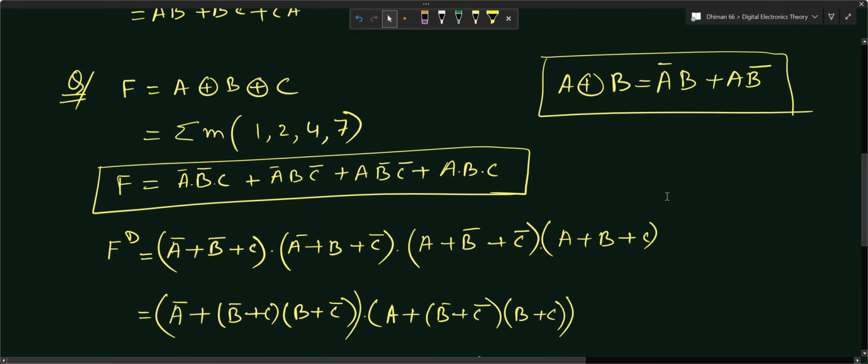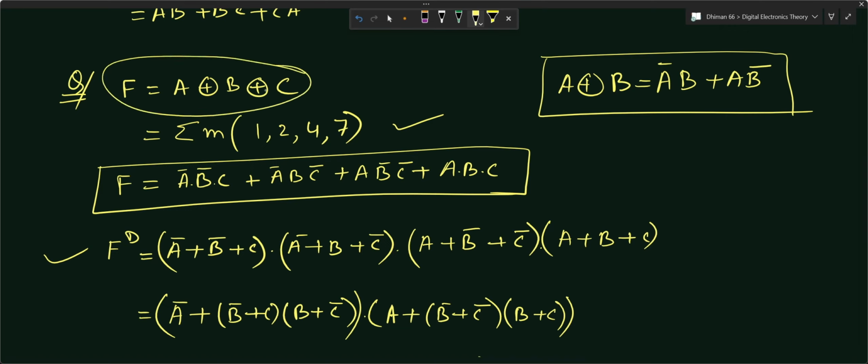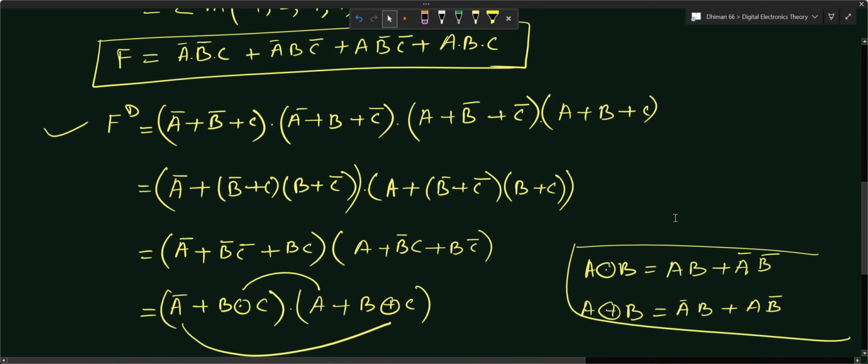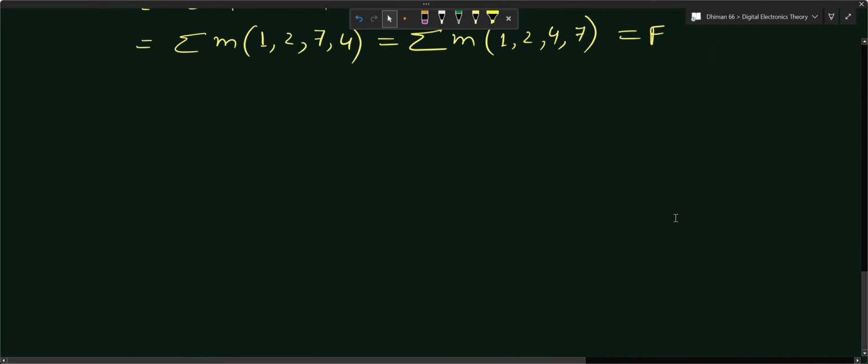So here we can see this is the given function. If we find out the dual of the given function, it is exactly the same as the given function. So we have proved that the 3 input XOR operation is a self-dual function. Now let us test for the XNOR operation. If we consider the 3 input XNOR operation, what will happen? Now let us verify it.